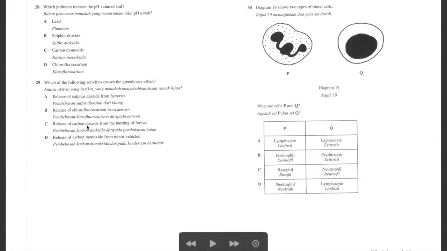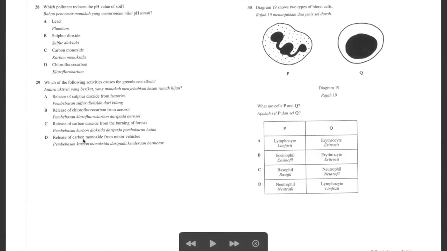Ni awak tengok, the release of carbon dioxide from burning forest. Okay, ni awak tengok. C jawapan dia. Okay, ni kalau the release of sulfur dioxide from factory, ni akan menyebabkan acid rain. Sebab apa? Dia ada sulfur dioxide. Ni the release of chlorofluorocarbon, yang ni menyebabkan thinning of ozone layer. Penipisan lapisan ozon, CFC. Chlorofluorocarbon. Ini menyebabkan thinning ozone layer. Yang ni menyebabkan kepada acid rain.